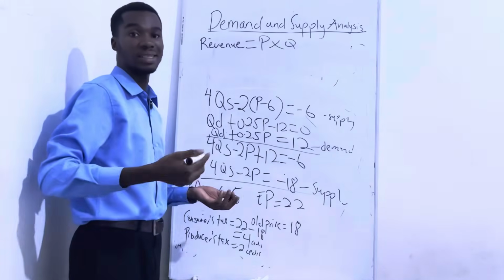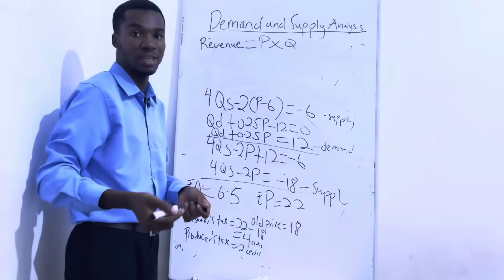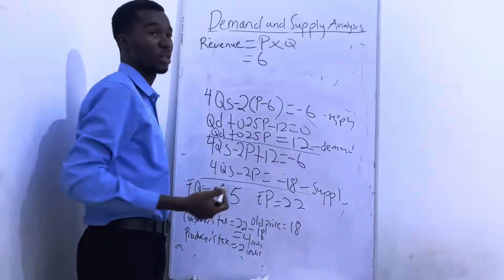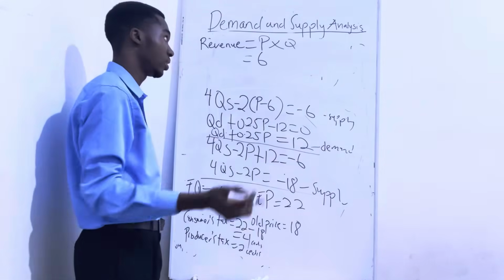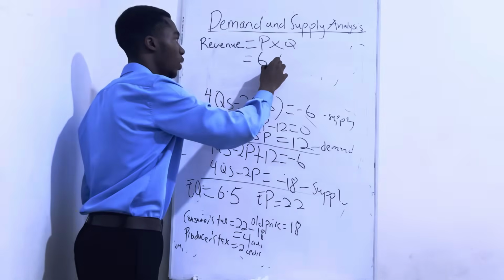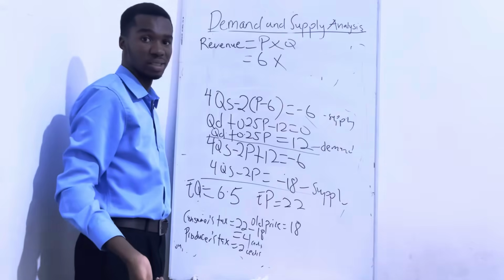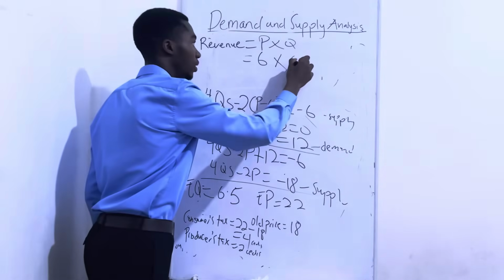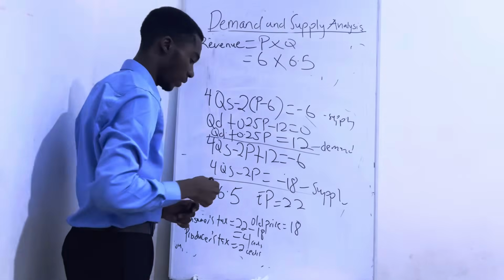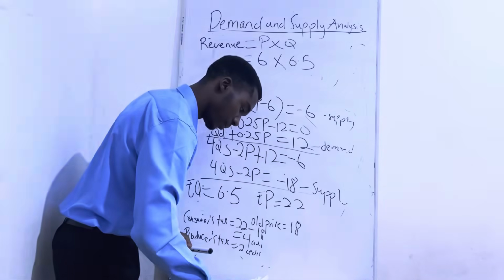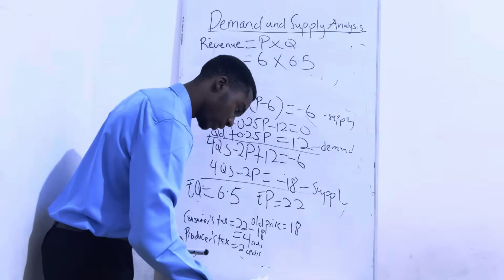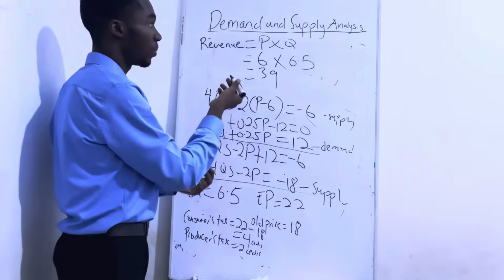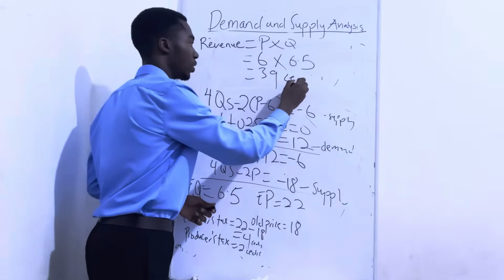And the price here is the tax, how much the government is charging you. That's the government's price. So how much is the tax? The tax is 6 cedis. It's in the question: if the government imposes a tax of 6 cedis. Then the quantity is the new equilibrium quantity after imposing the tax, which is 6.5. So 6 times 6.5. When you do it on the calculator, you are getting 39. So that is how much the government is making, 39 cedis.